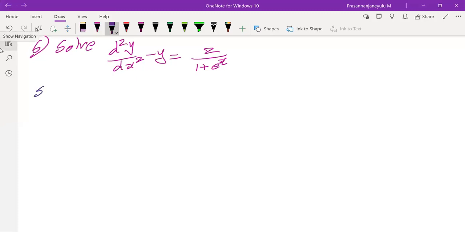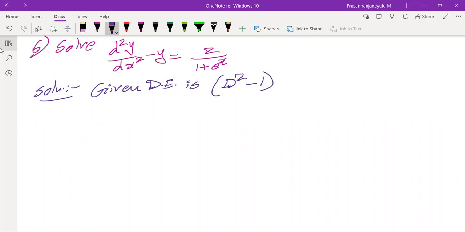So starting the solution, given DE is, I'm going to write it in operator form. What is the operator form? D square y minus 1 into y. So D square minus 1 of y is equal to 2 by 1 plus e power x. Taking it as equation number 1.